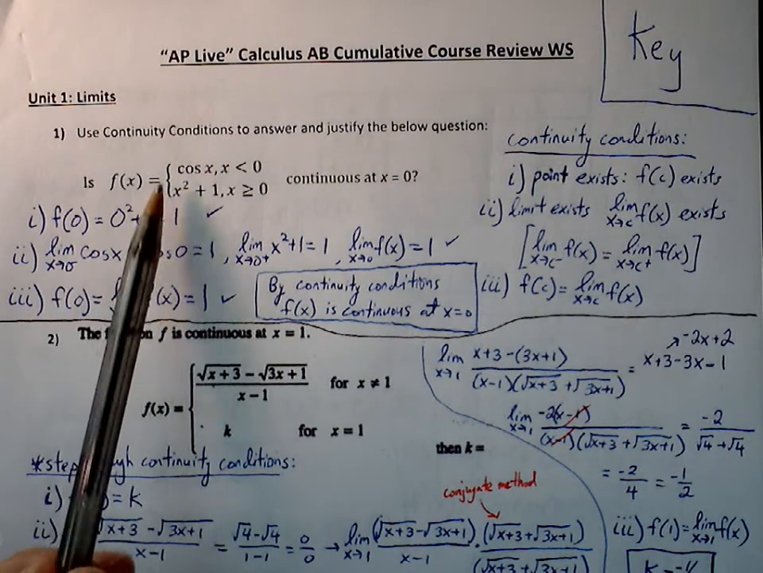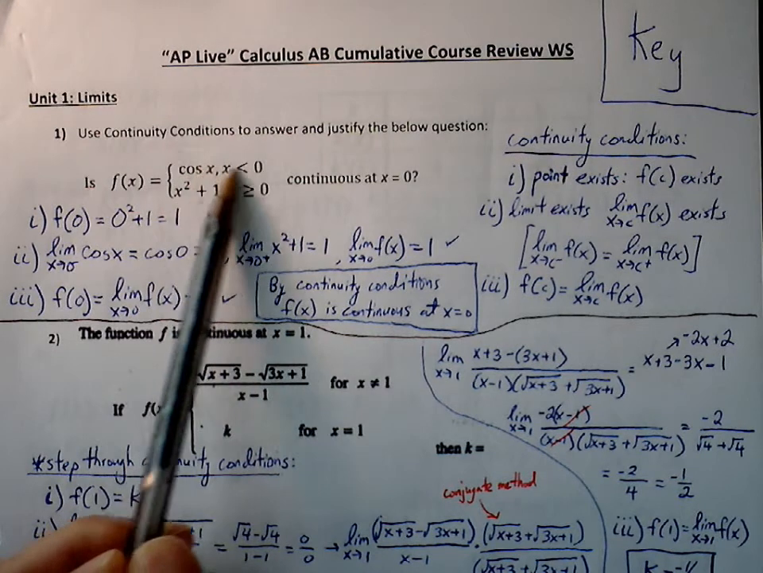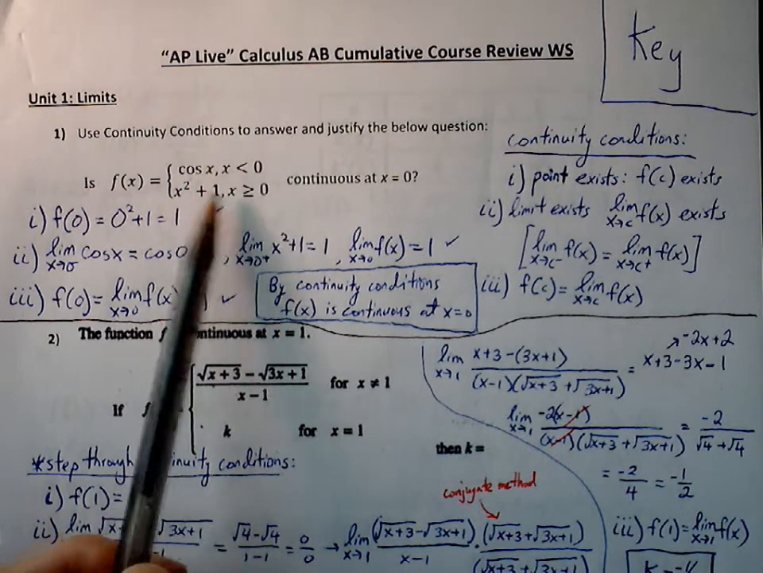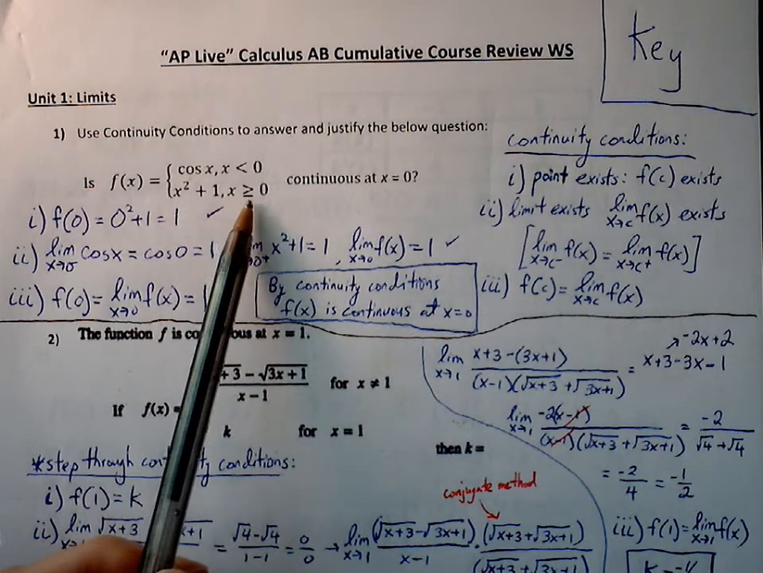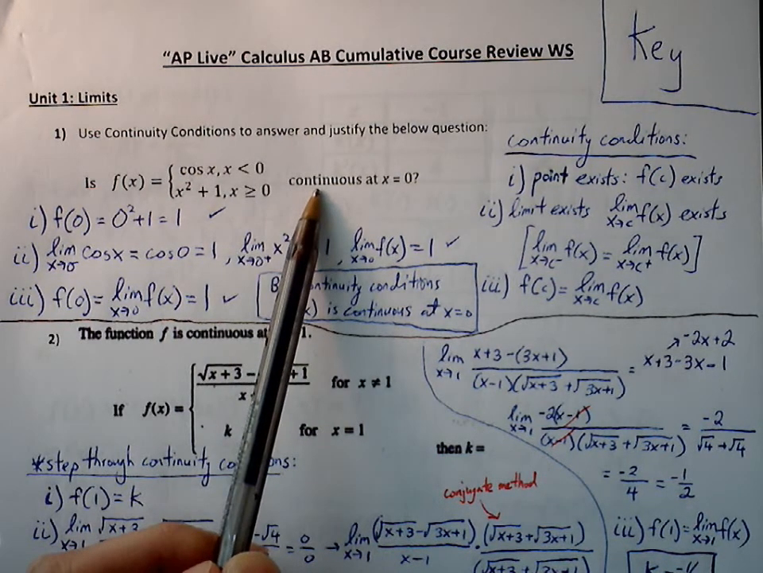So we have a piecewise function here. We have a cosine graph that's to the left of 0. And then we have a different graph, x squared plus 1, that is defined at 0 and also to the right of 0. Is the function continuous at 0?